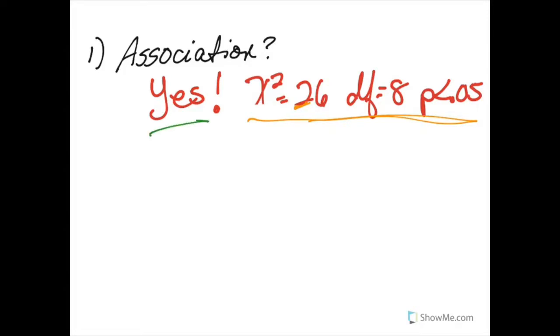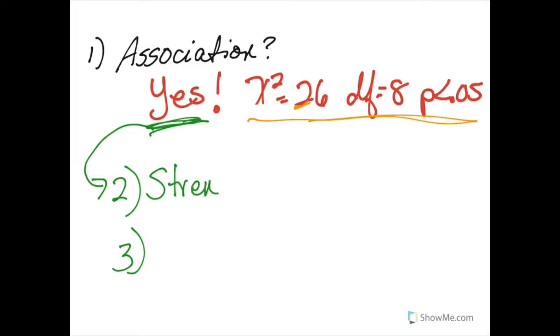When we say yes, there's an association, it means that we can move on and we can ask the second and third question about strength and about form. If our answer had been no, we would not move on. And I'm going to give you a really kind of a stupid analogy.